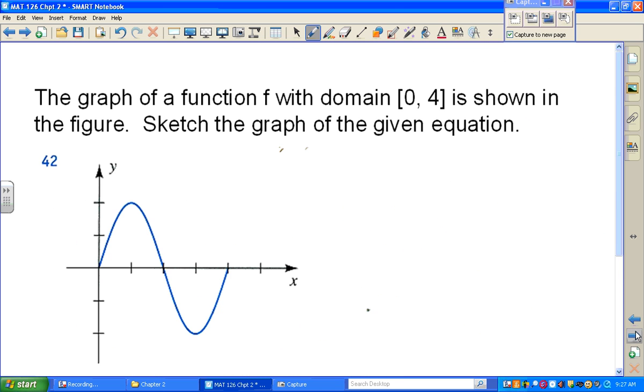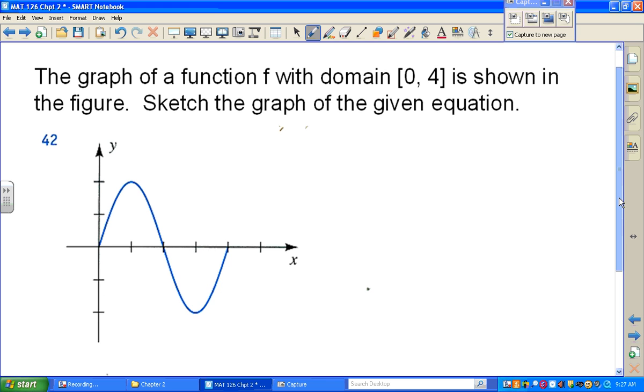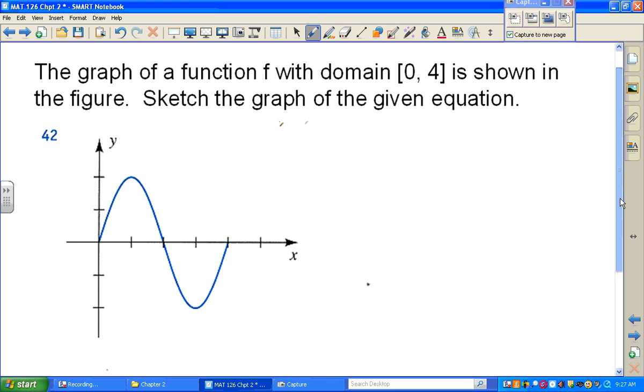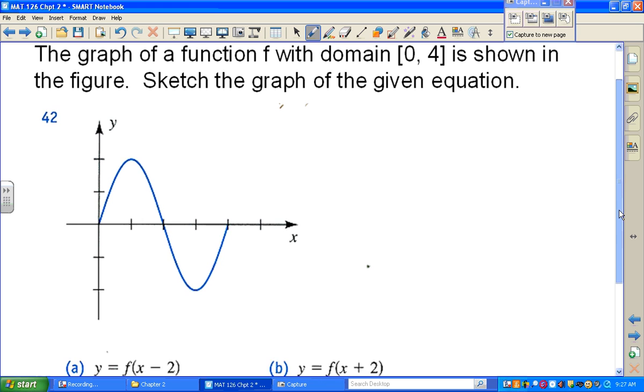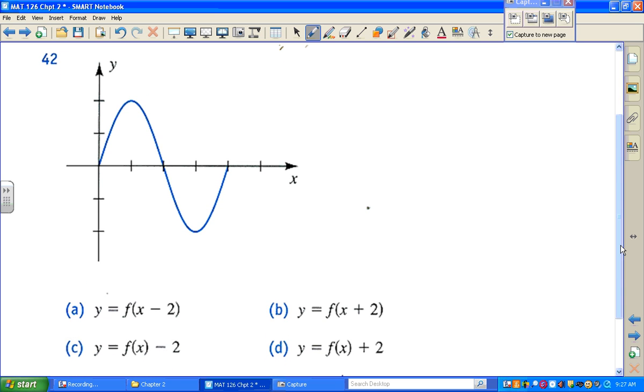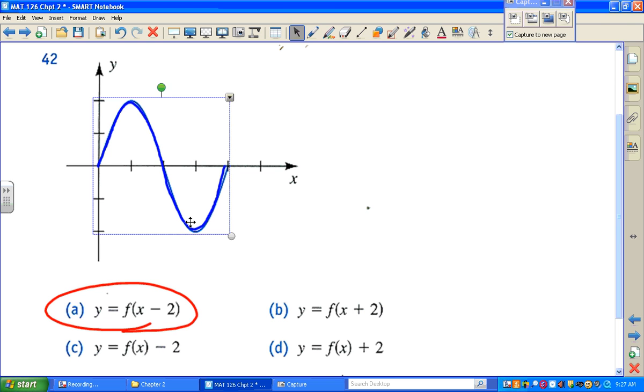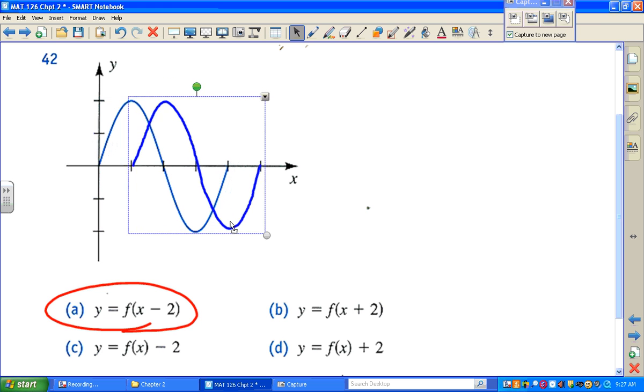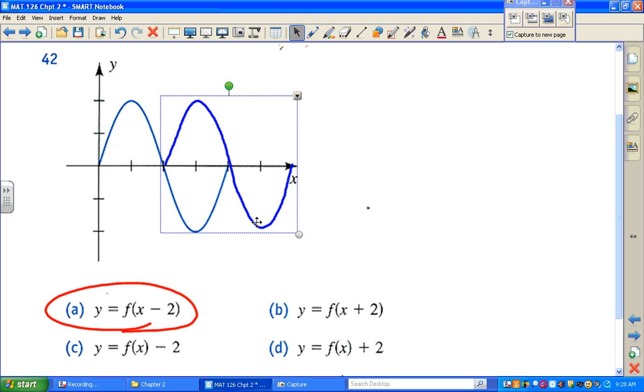Oh, I need 20. The graph of the function with domain 0 forward is shown in the figure. Sketch the graph of the given equation. We're definitely not going to do all these. But here's f of x. So how would I do part A? X minus 2. Which way would the graph shift? To the right 2 units. You go 1, 2. And that'd be your answer. That's not very difficult, is it?